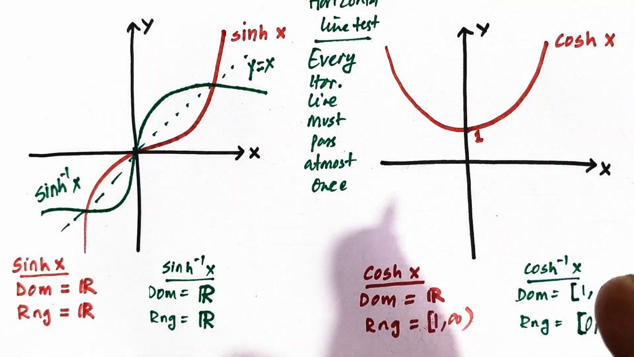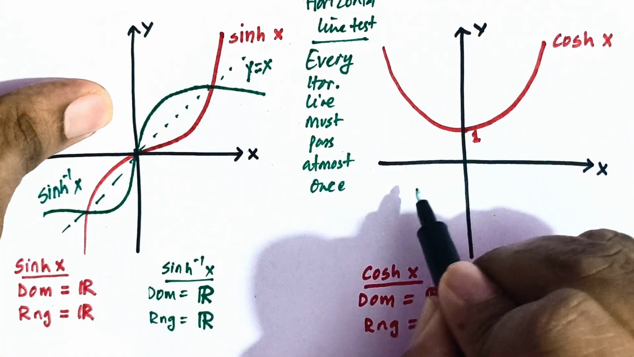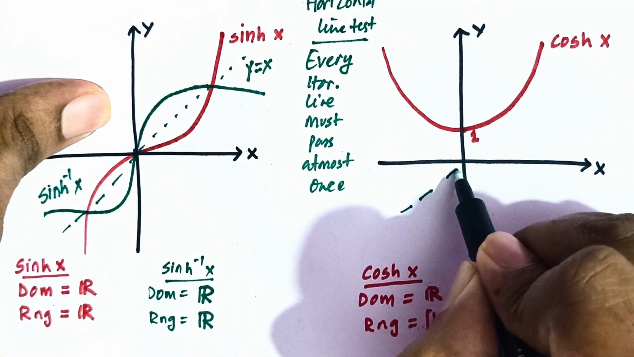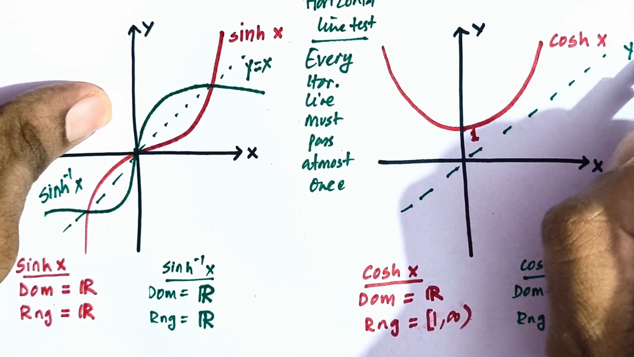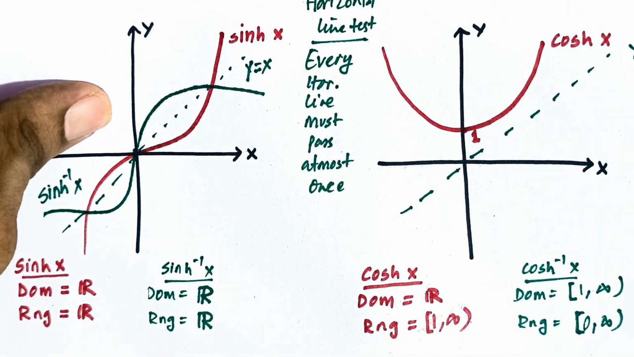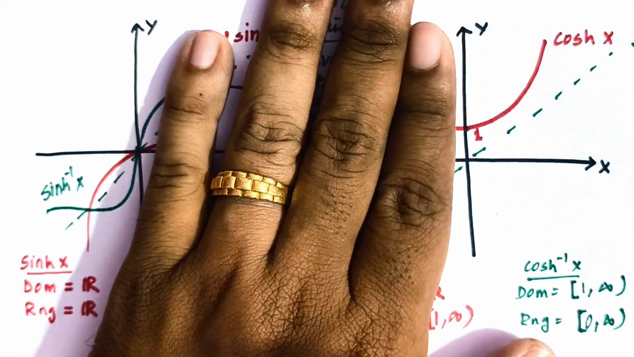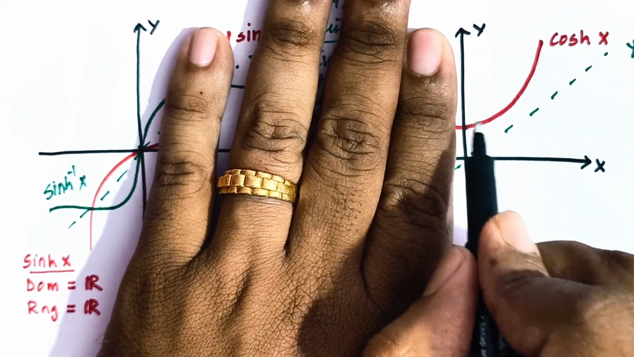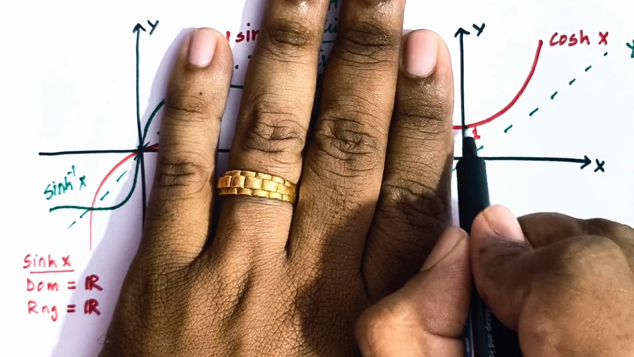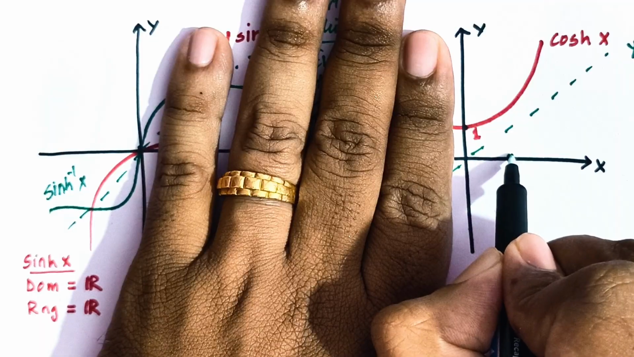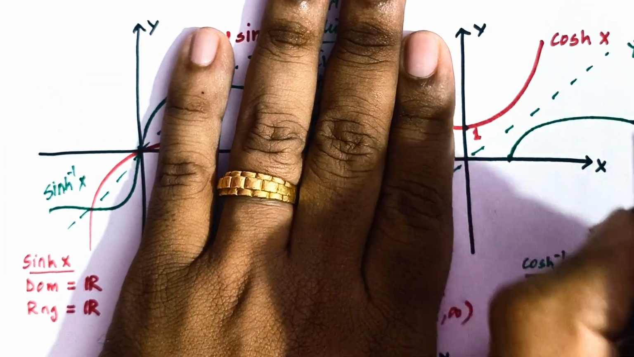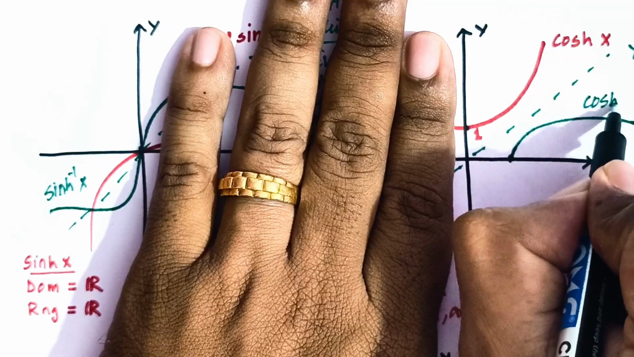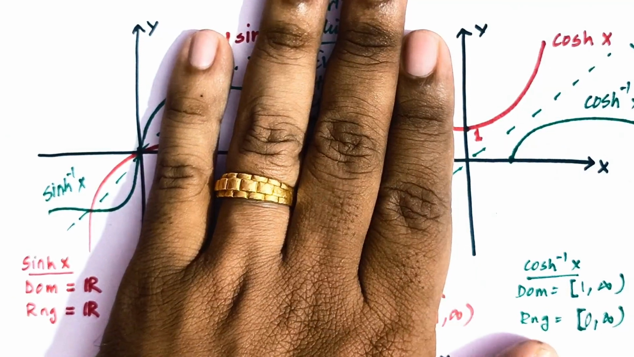For the graph of inverse hyperbolic cosine, we will apply the same. We will plot the y equals x line. This is our y equals x. Then we will reflect the restricted part. When you reflect, this one will be here. Then you will get a curve like this one. This is our inverse hyperbolic cosine.